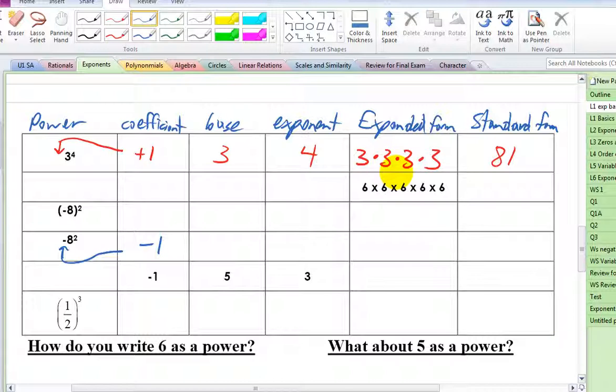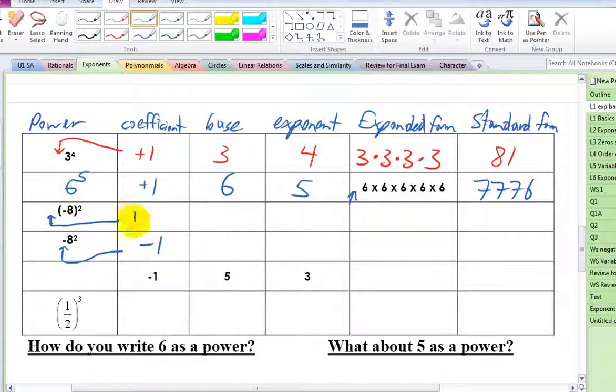So working backwards with the first one, the exponent is what? 5, 6. Coefficient will be +1 because there's a 1 there we don't write. And so the power is 6 exponent 5. What's standard form? 7776. Is that right? Yeah. Okay. Coefficient is right in front always.